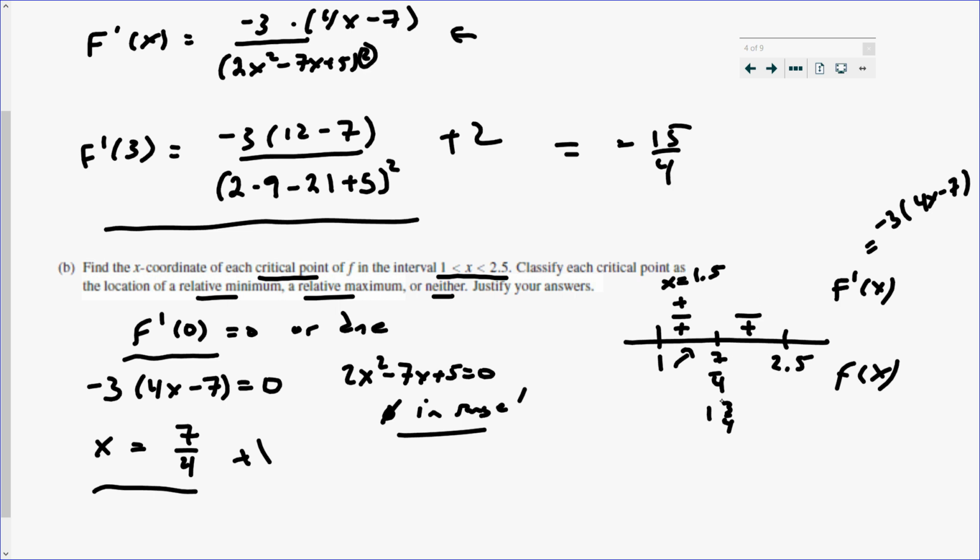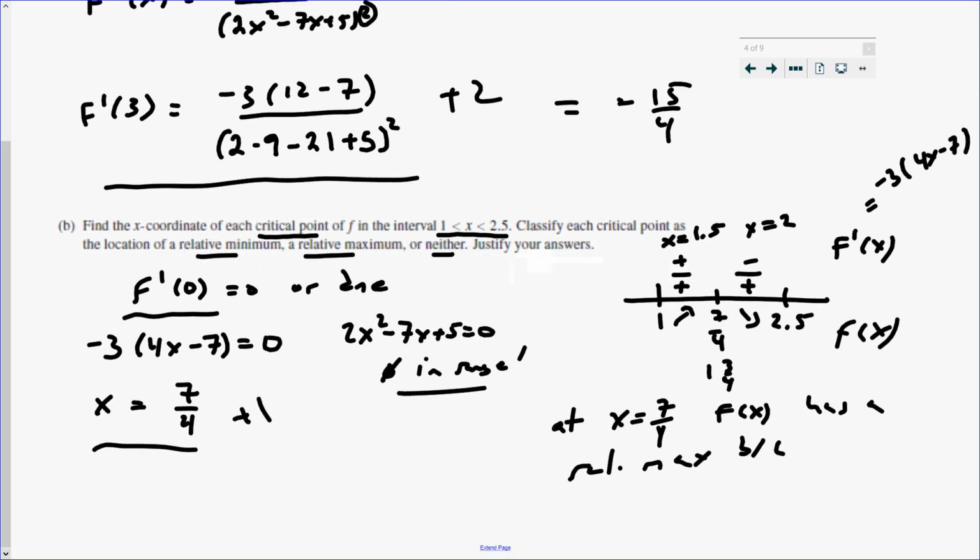And if I pick something between 1.75 and 2, like if I pick x equals 2 right here, plug that into our derivative, we get a negative and it's going down. So we know at x equals 7 over 4, f of x has a relative maximum. And that is because, let's write out the reason, because f prime of x goes from positive to negative. And there's your answer.